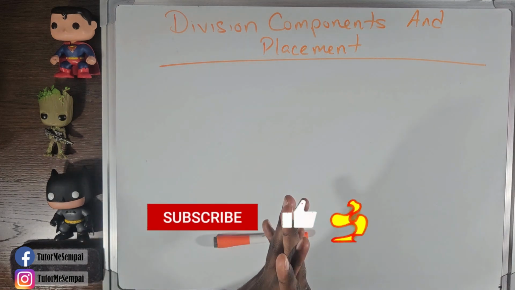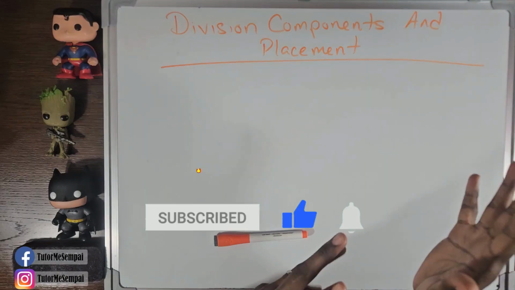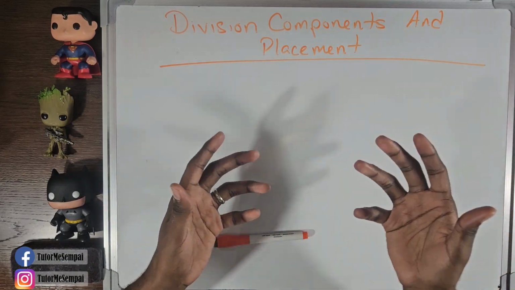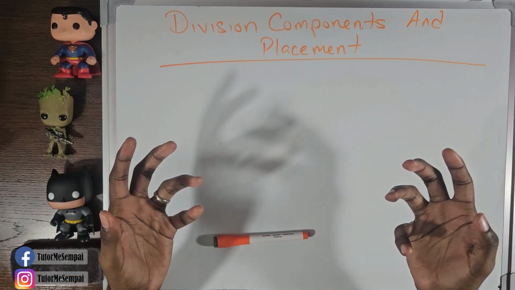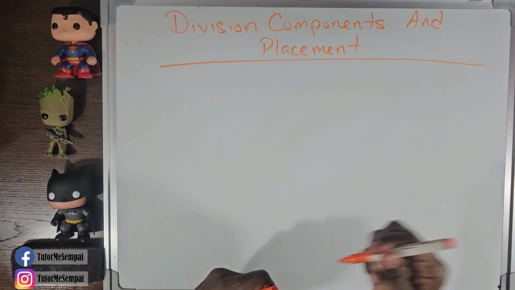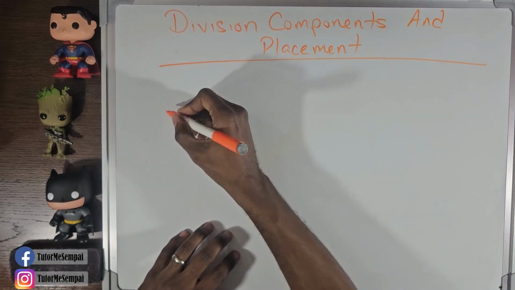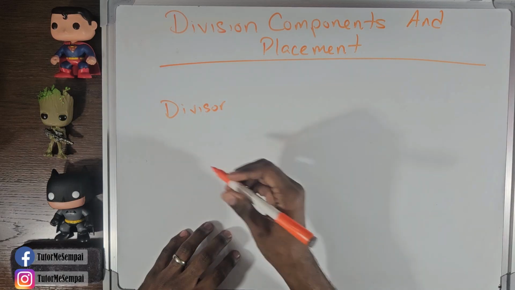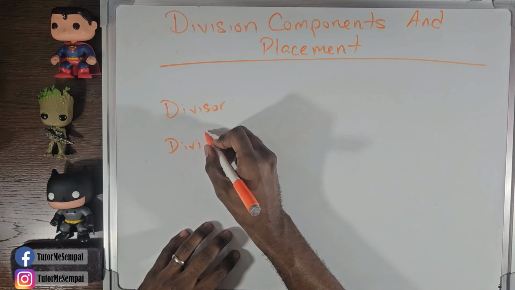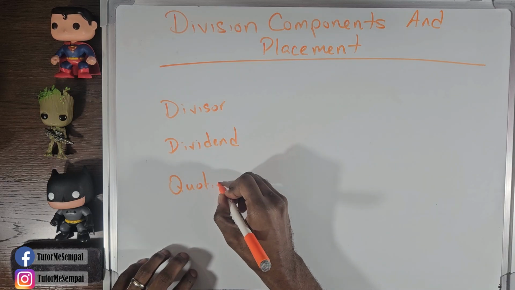So today we're going to be talking about the basics of long division. Now, before we jump into our example for today, there's a few things we need to cover first. The first being our different components that make up our division. So when we talk about long division, there's three things that will make up your long division. It's your divisor, your dividend, and your quotient.